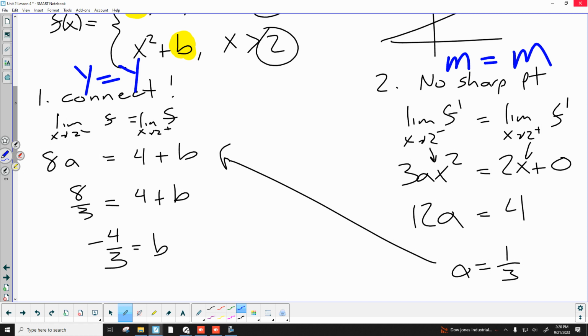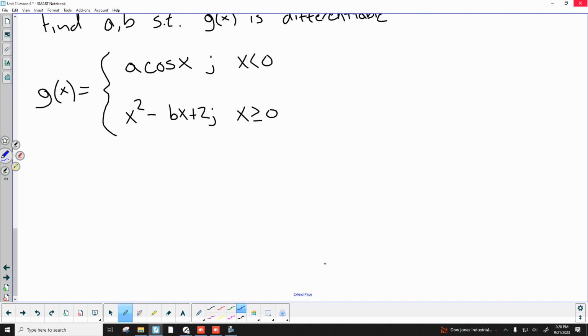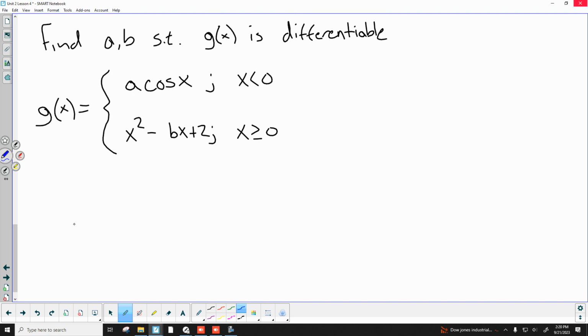The next one's a little tricky, so let's see if this one's going to be nice. Your turn. I don't know if it works out nicely. But go. Find a and b to ensure that this function is differentiable everywhere. You read this, differentiable, and you're like, oh, okay, this is when I have to check 2 things, that we meet up and that we have a smooth connection. Your y's have to equal, your m's have to equal.